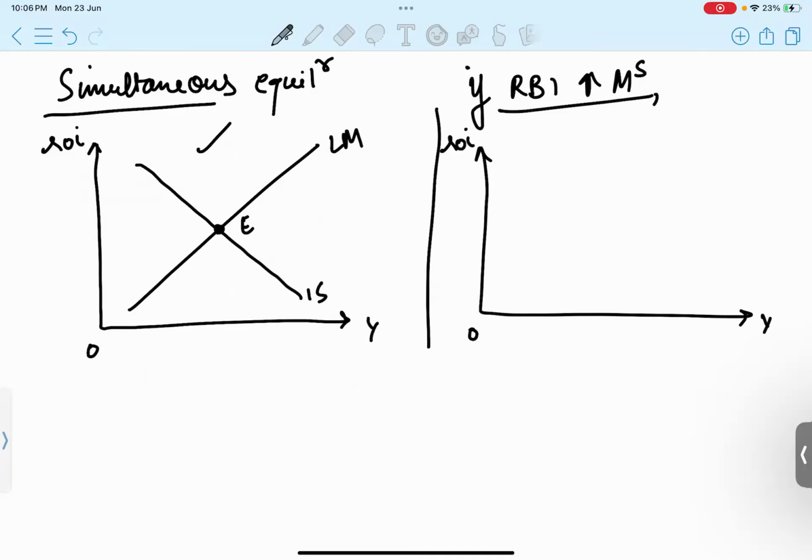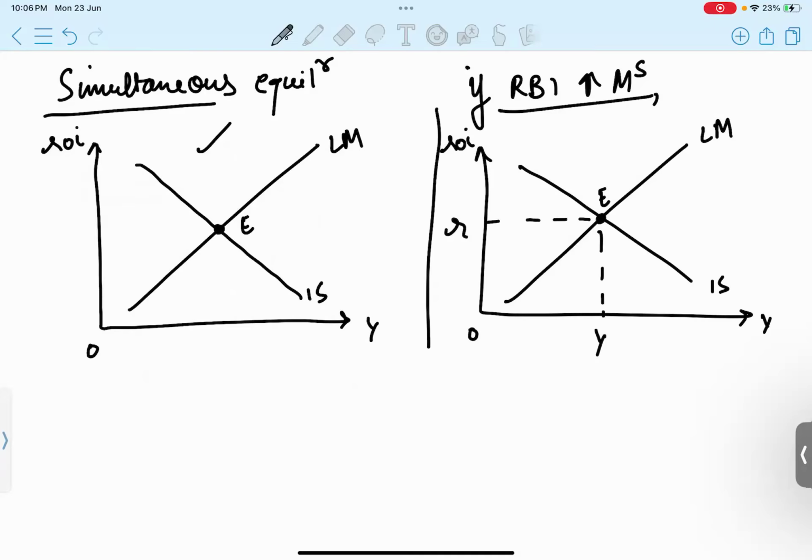So we draw the initial curves. This is the initial position at point E where we have equilibrium. When money supply is increased, we are going to see a change in the position of the LM curve, because money supply is related to changes in the money market and the LM curve represents the money market. So if money supply is increasing, the LM curve will shift down. LM dash is the new curve.